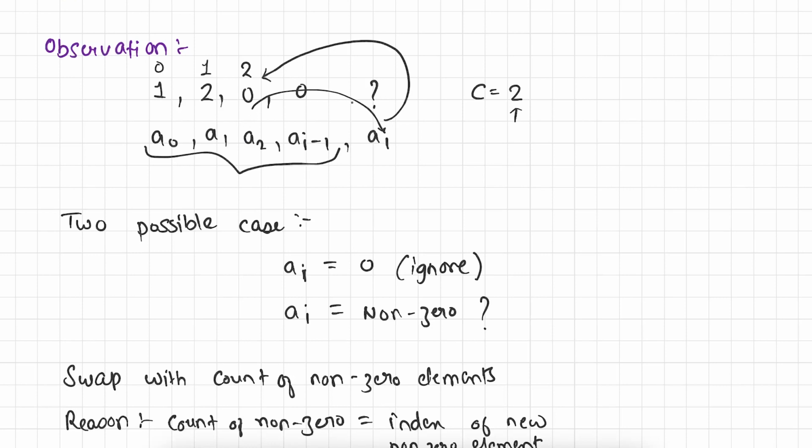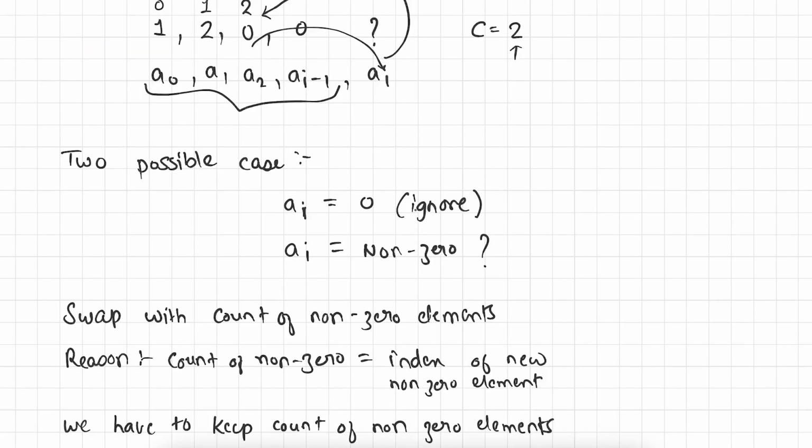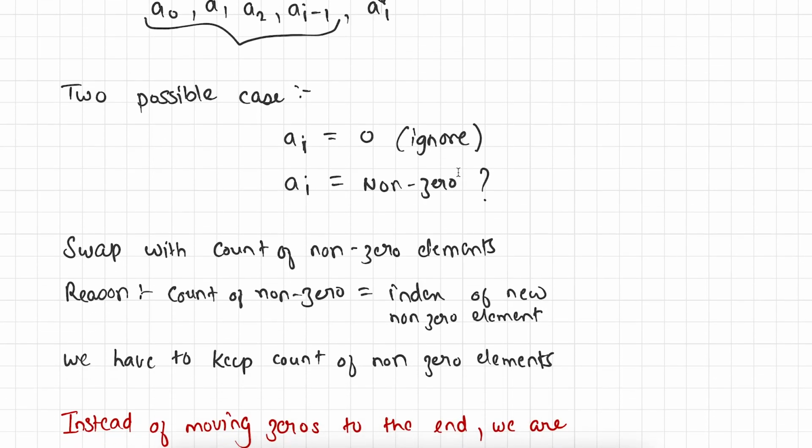But to follow this approach, we have to keep one thing in mind, that we always have to keep track of the count of non-zero elements in the array. This is how we get the index for a new non-zero element present in the array. So keep that in mind.